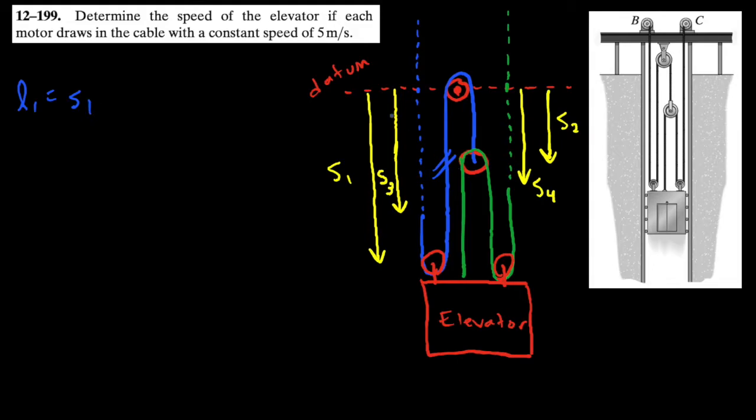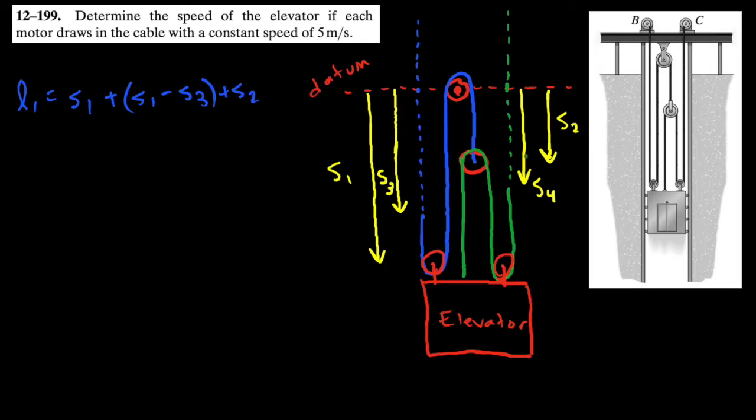And then aside from that, we have two other sections of this blue cable. We have this section, which can be represented as plus S1 minus S3. And then we have also this part, which can be simply represented with S2. So we would say plus S2. And now we have described the entire length of this blue cable.